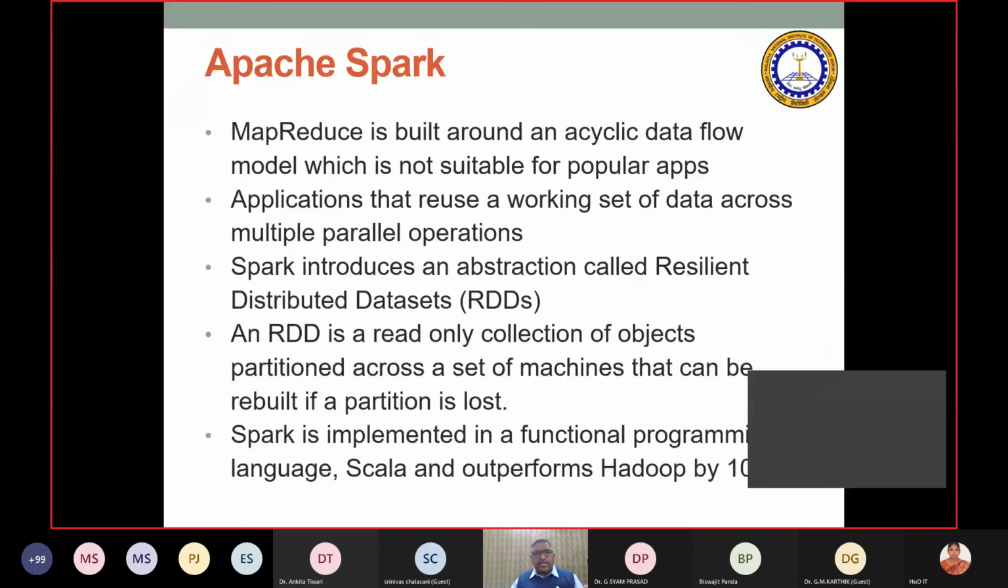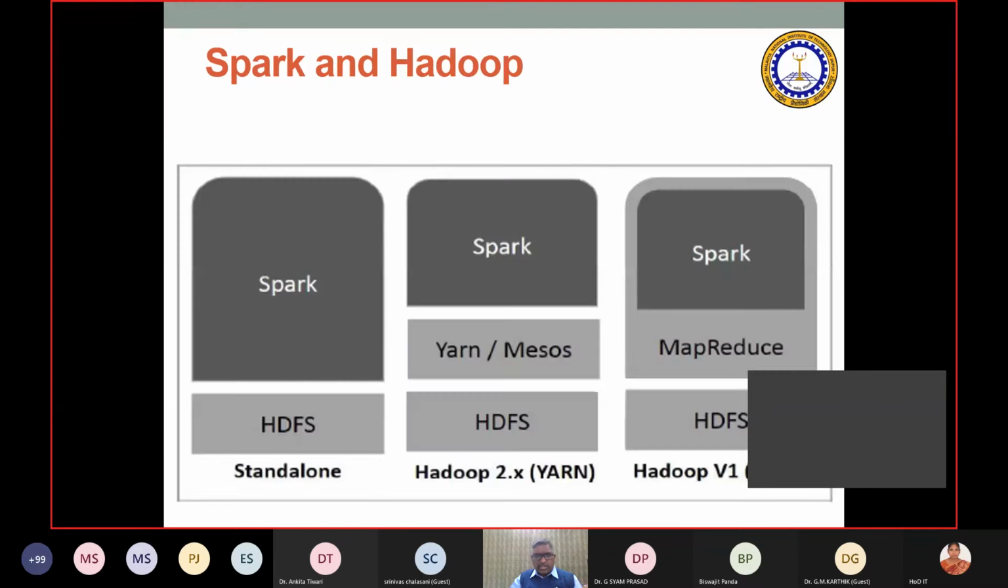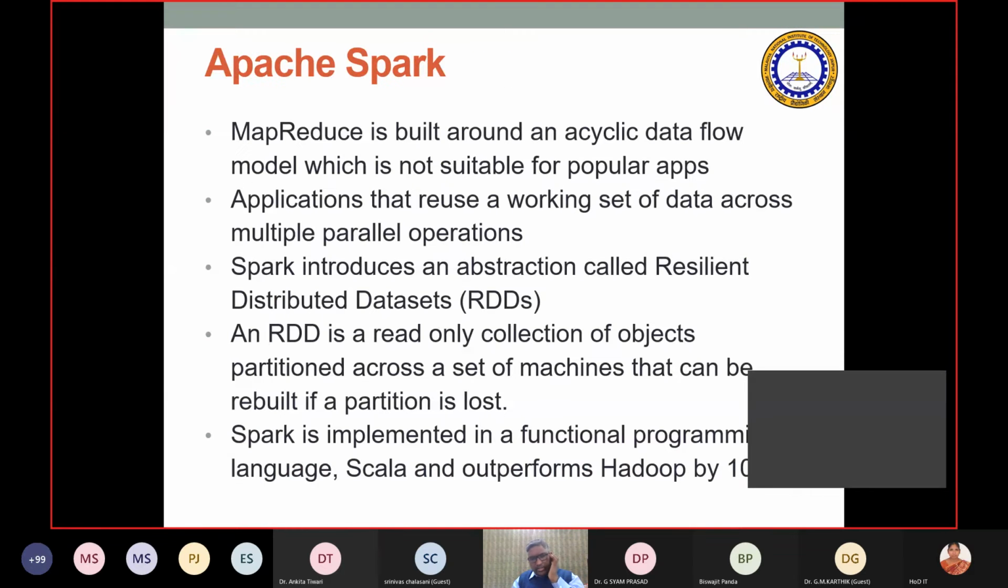And then it introduces an abstraction called resilient distributed datasets, RDDs. An RDD is a read-only collection of objects. And of course, the Spark architecture is something like this. You can directly run Spark on HDFS. You can run Spark on Yarn or Mesos sitting on HDFS. Spark can be part of MapReduce and can run on HDFS. So as the streams are moving, it is basically to use Spark on Hadoop, right? So Spark directly also is possible.